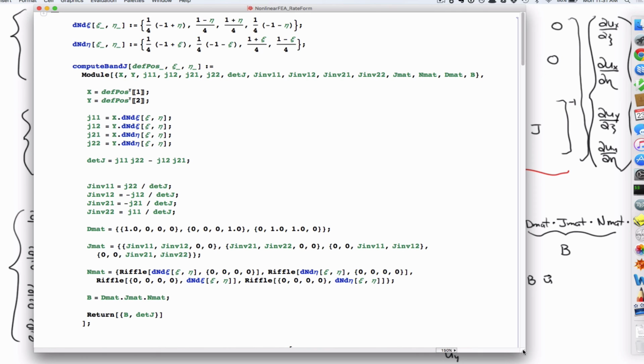Yeah, so that's what I just construct. The D matrix is very, very explicit. Then I construct this one because I compute these inverses of the 2 by 2 by hand. This guy is pretty explicit too. And then on this one I just use that riffle feature where I'm taking the zeros and riffling them in with the derivatives of the shape functions.